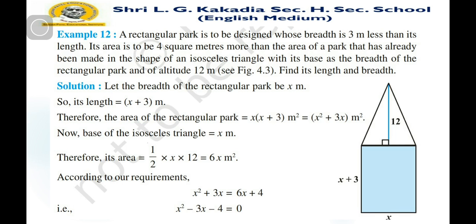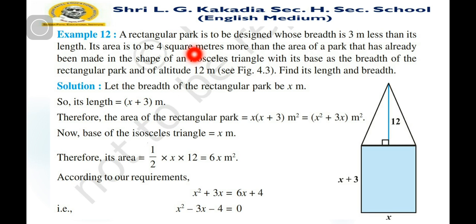So let's assume the breadth of the rectangular park to be x. In the first line it is given that its breadth is 3 meters less than its length. So its length should be 3 meters more than its breadth. So we can take length is equal to x plus 3. So you can see that the breadth is 3 less than its length.